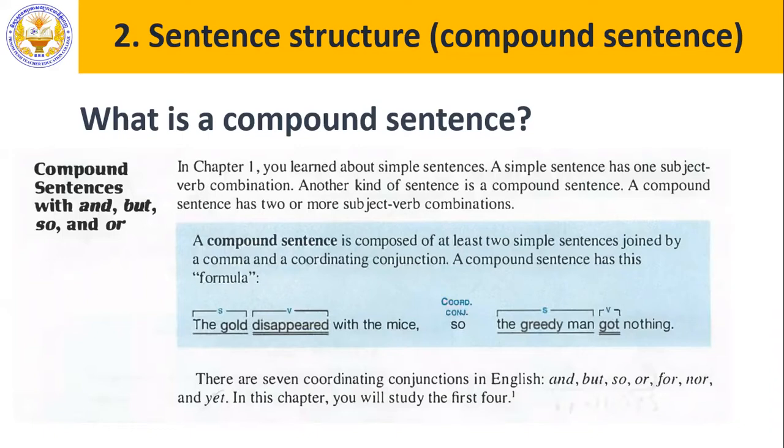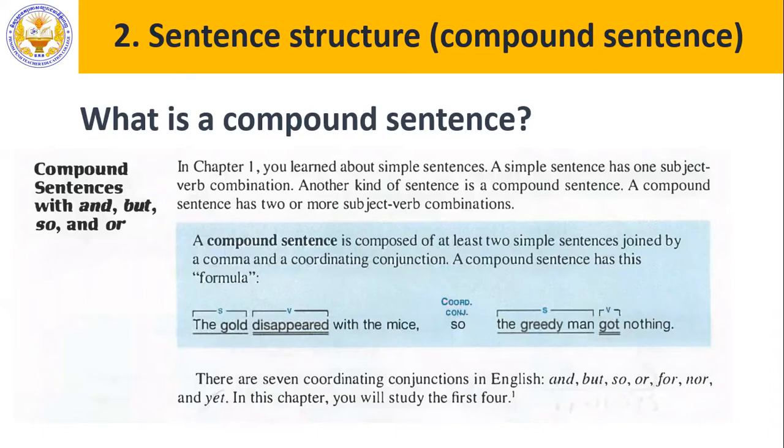Alright, now let's discuss number 2, sentence structure, and this time we discuss compound sentence. In chapter 1, we discussed what a sentence is and how many kinds of sentences there are in English, right? So what is a sentence again? A sentence is a group of words that contains at least a subject and a verb, and it has a complete idea or a complete thought.